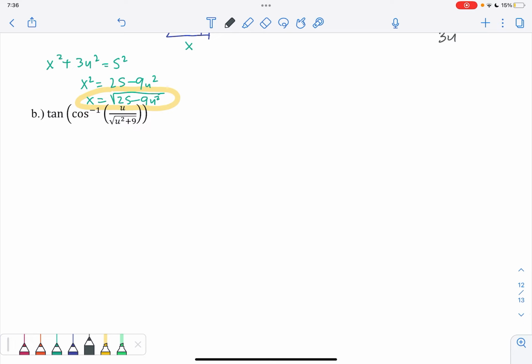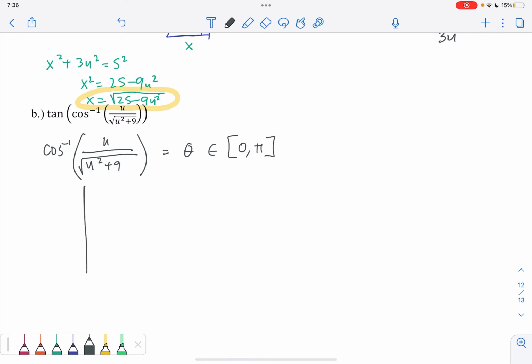Part B, tan of cosine inverse of the quantity u over the square root of u squared plus 9. So cosine inverse of u over square root of u squared plus 9 is going to equal some angle. And because this is an output of cosine inverse, I know that angle has to be within 0 to pi. So I can draw a circle, and I'm just pointing out where 0 to pi is.